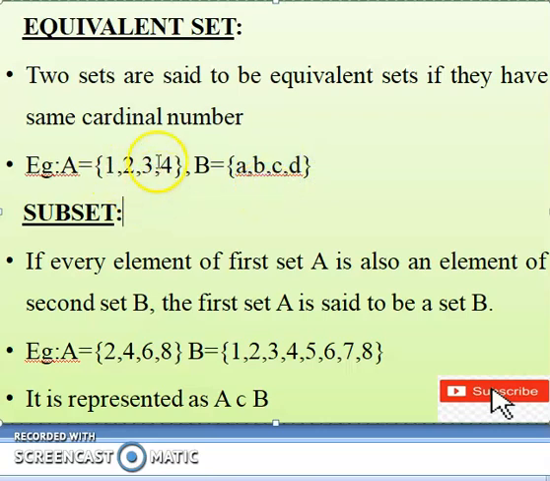For example, here I have 1, 2, 3, 4 and here I have A, B, C, D. If I count, the number of elements in set A is 4 and the number of elements in set B is also 4. So here the cardinal number is 4. Therefore, A and B are called equivalent sets.